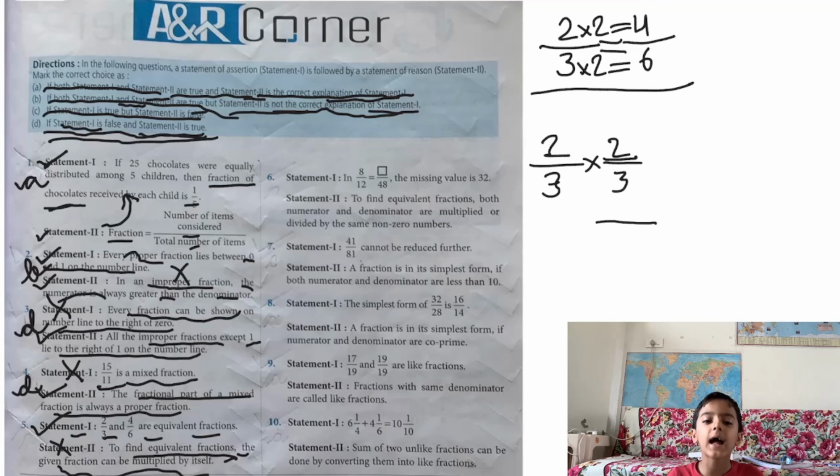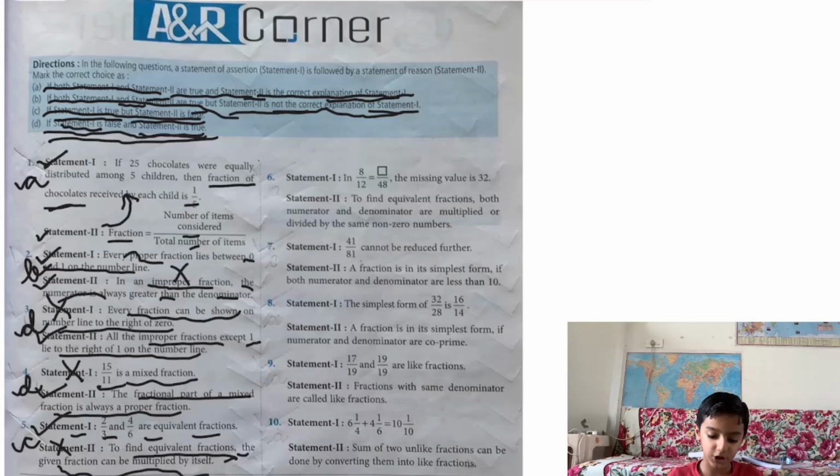So the correct answer of question 5 is option C, which is if statement 1 is true but statement 2 is false. Let's jump on to the next question.